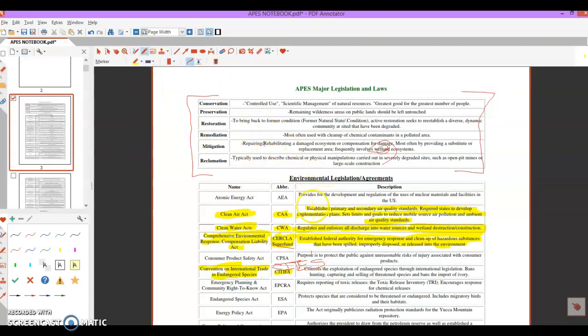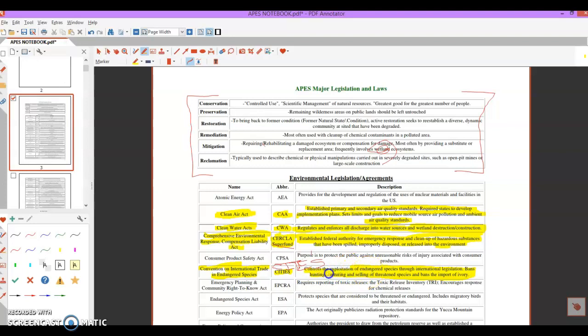There we go. Okay. So, CITES controls the exploitation of endangered species through international legislation. So international is the key word here. This is worldwide, not just specific to the United States. It bans hunting, capturing, and selling of threatened species and bans the importation of ivory. We know that ivory comes from elephants. Elephants are endangered, and they are killed for sport and for their ivory, so it attempts to protect them.